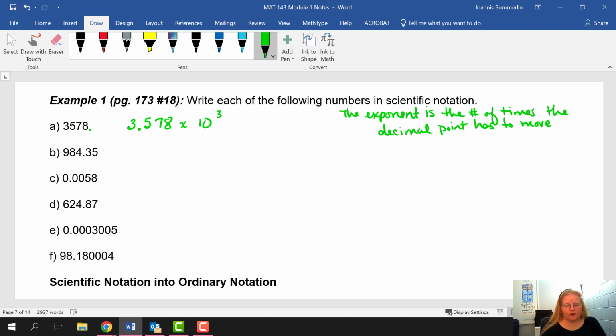So this has to be a big number, so that's going to need to be a positive 3. That's how I know that this is a positive 3, and therefore that's the answer.